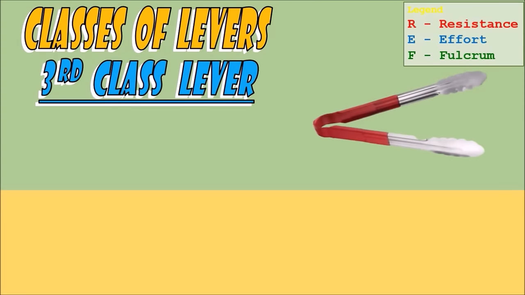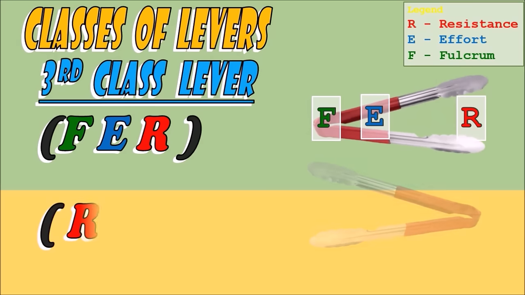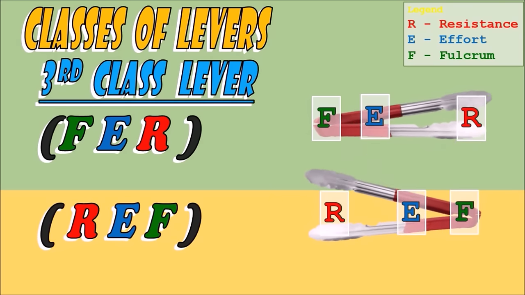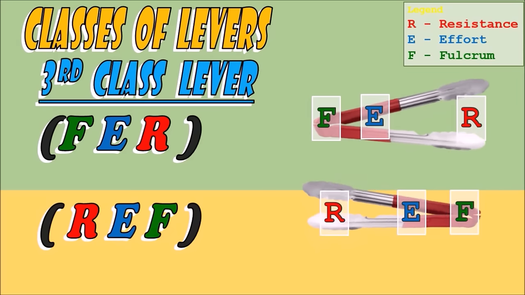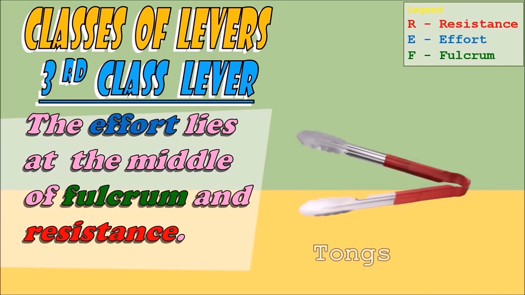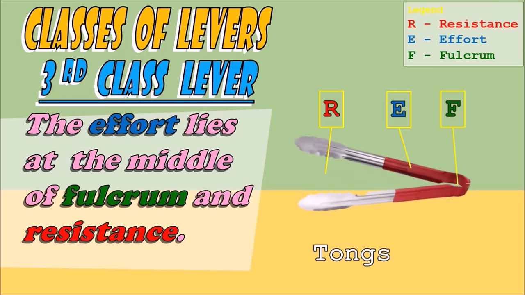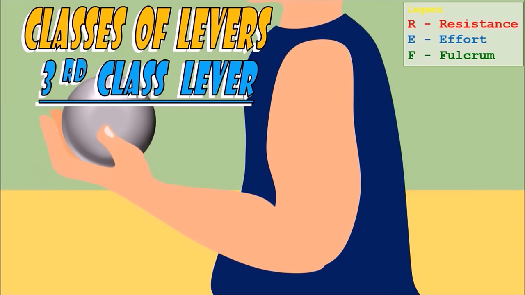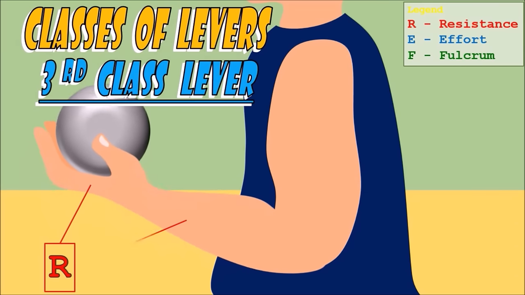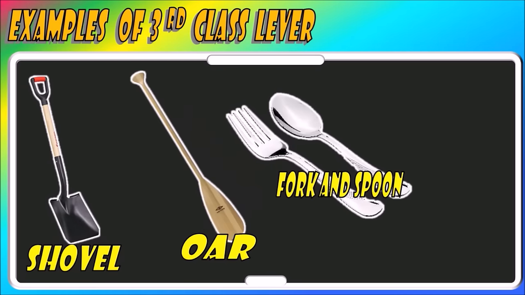Third class lever. The parts placement are fulcrum, effort, resistance, or resistance, effort, fulcrum, depending on how you look at the object. For third class lever, the effort lies at the middle of fulcrum and resistance. Well, the third class lever is actually similar to a human forearm. Now here are other examples of third class lever.